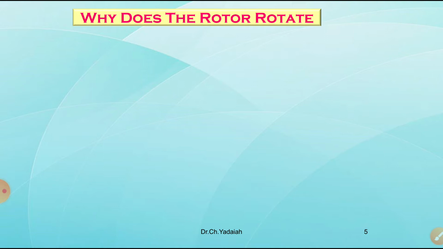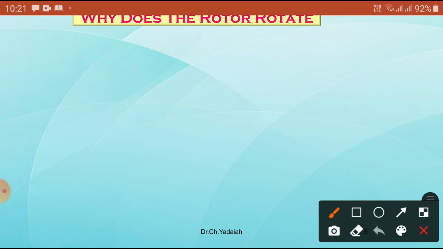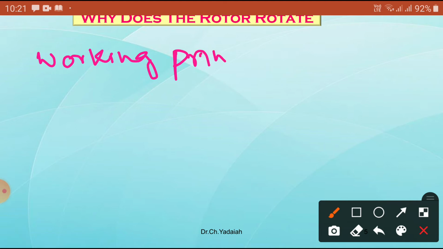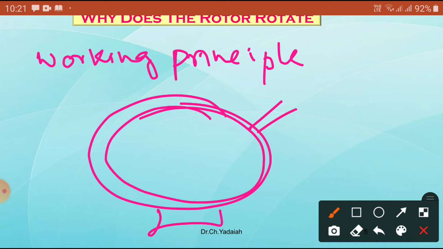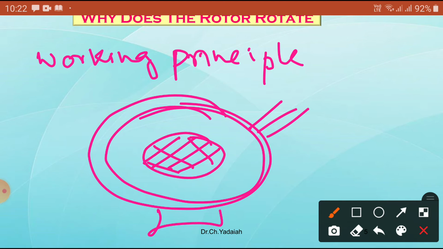We know that it works on the principle of induction, where an electromotive force is induced in the rotor conductors when the rotating magnetic field of the stator cuts the stationary conductors. This is the basic principle. That means whenever a 3-phase supply is given to the stator, with the rotor inside, it works on the induction principle, as we have already seen.